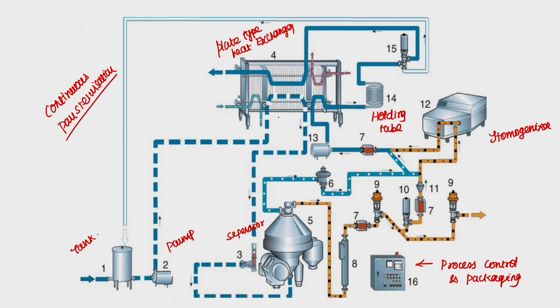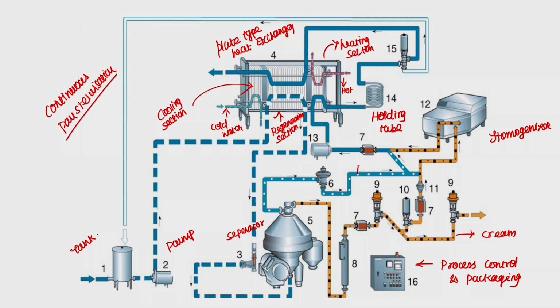So, in the plate type heat exchanger, this is the regeneration section. This is the cooling section. This is the heating section. This is hot water. This is cold water. This is the creamy milk, cream part. This is the skimmed milk part.